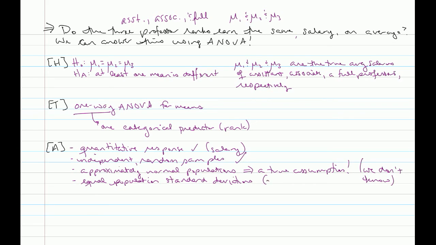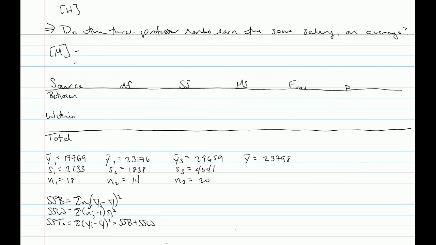So we would check that using S max over S min, and as long as that ratio is less than 2, then we'll have satisfied that. So here we're going to remind ourselves again of what our null hypothesis is. We want to test whether mu1 equals mu2 equals mu3. So that's our null hypothesis. And our question is, do the 3 professor ranks earn the same salary on average?